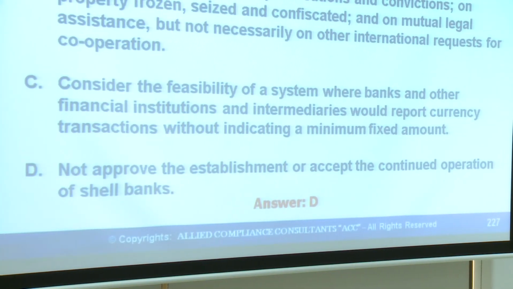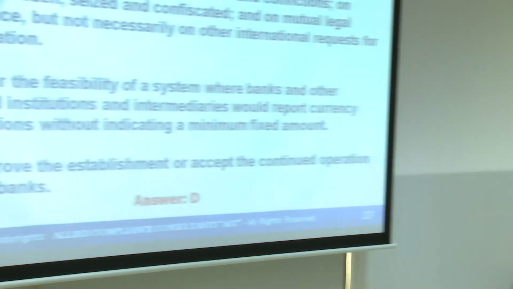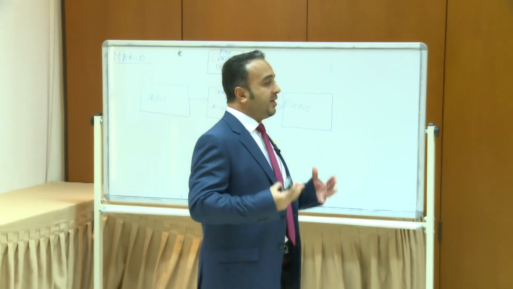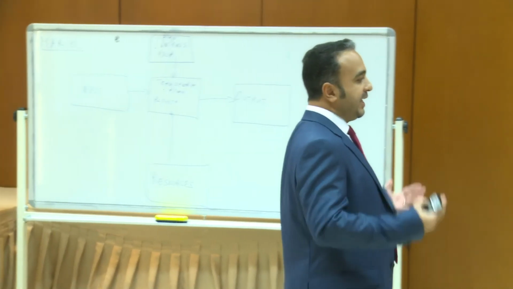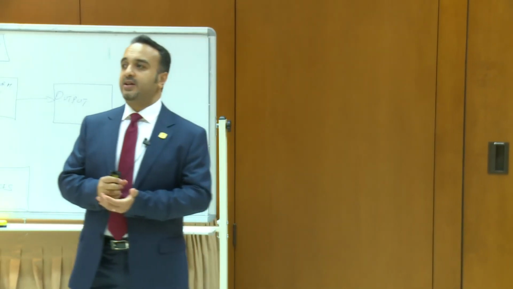That's not correct. D: not approve the establishment. So if I'm establishing a relationship and I discover that this bank is a shell bank, I should not approve this relation, because the FATF clearly said no shell banks, no correspondent relationship with a shell bank. Or accept the continued operation of a shell bank. What if I already discover that one of the banks I'm already dealing with is a shell bank? I should exit this relation. I should not accept the continuity of the relation with the shell bank. So D is the right answer.